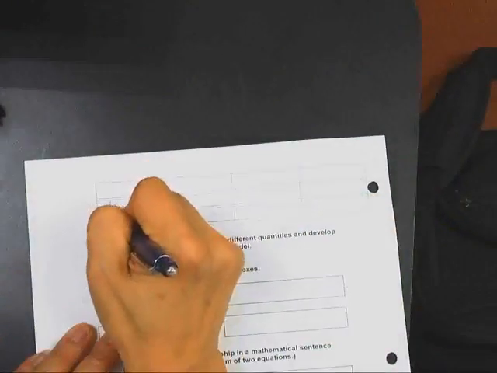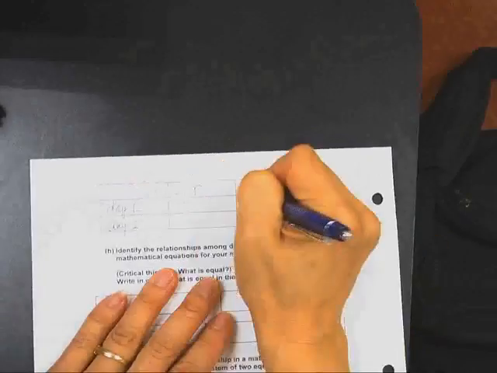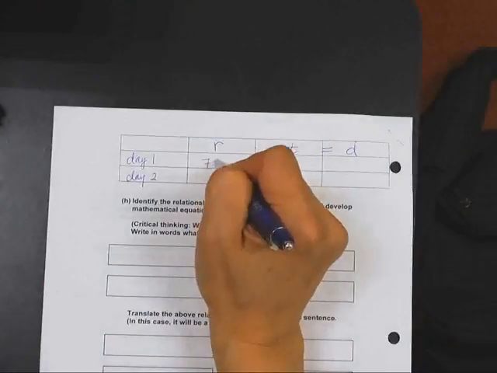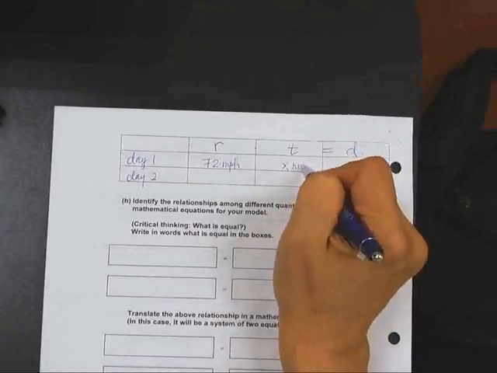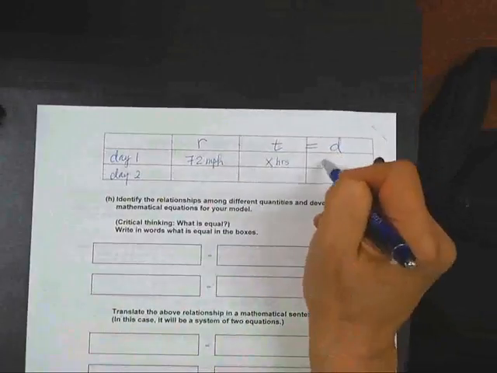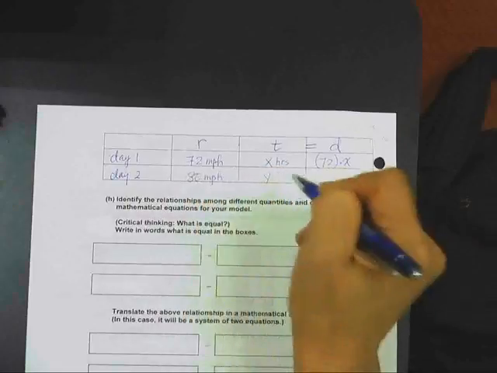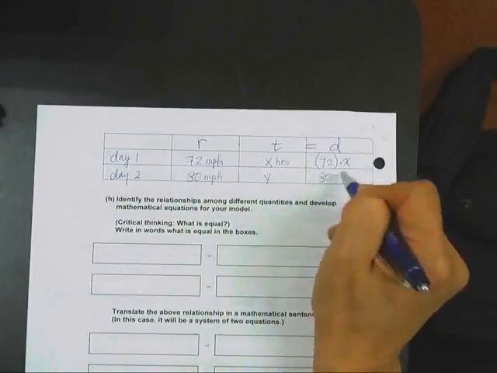Day 1, day 2: rate times the time equals distance. Are you with me? Can you see now? You have 2 days, right? Day 1, what is the rate? 72 miles per hour, and he drove X hours. So how far did he drive? 72 times X, right? The second day, he drove 80 miles per hour for Y hours. So how far did he drive? 80 times Y. Am I correct?